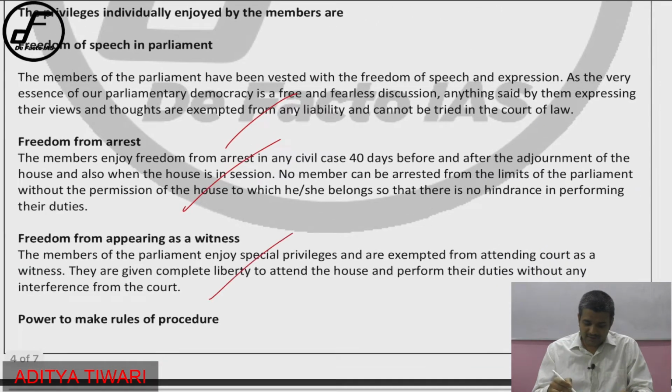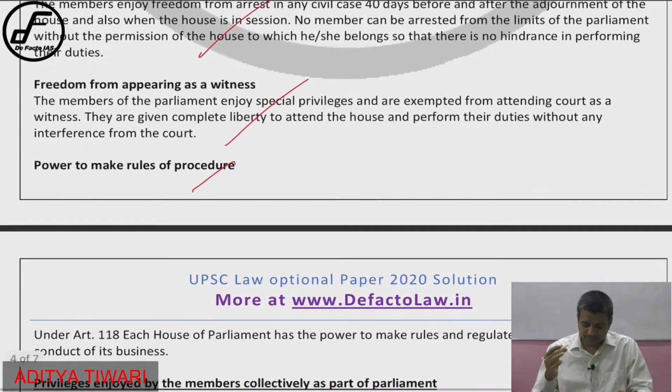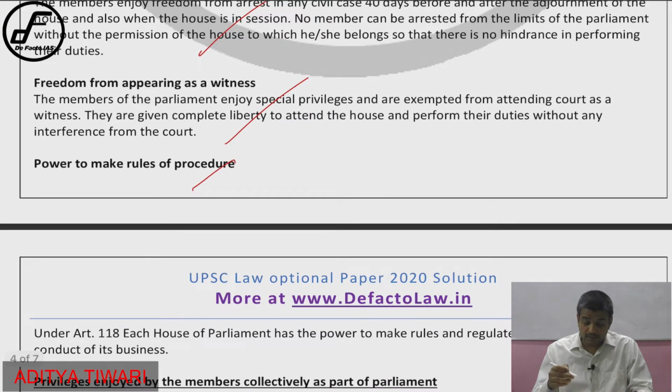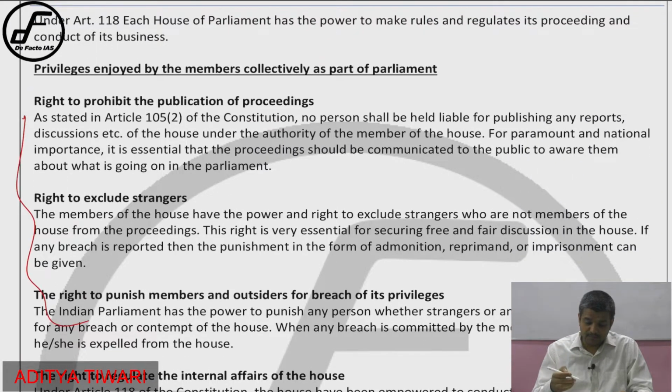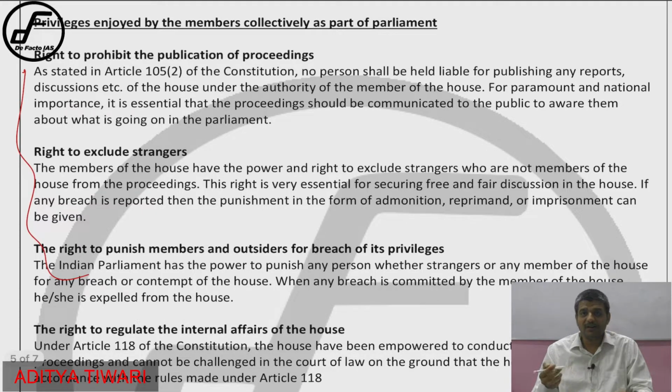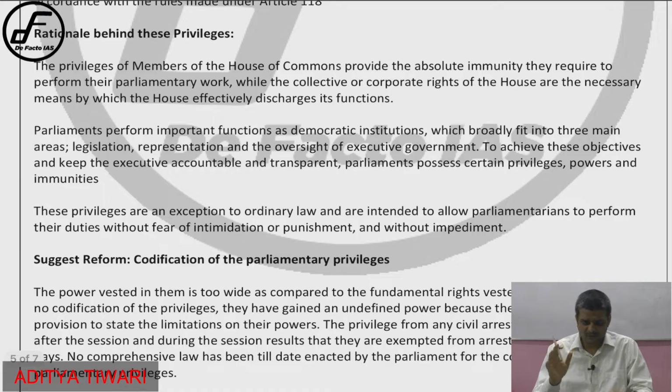Now you write a general introduction, and you can write the whole set of privileges that is provided under the constitution, right? And then individual privilege, collective privilege. You may write one or two of them. I have given all of it, but writing one or two is more than sufficient.